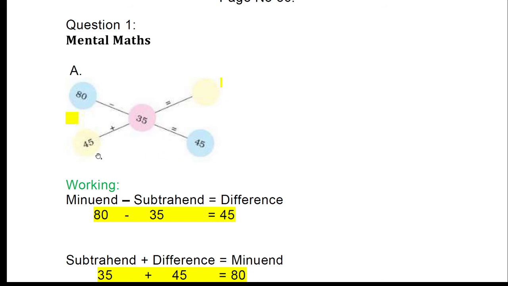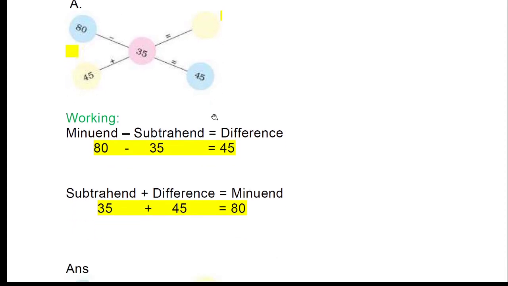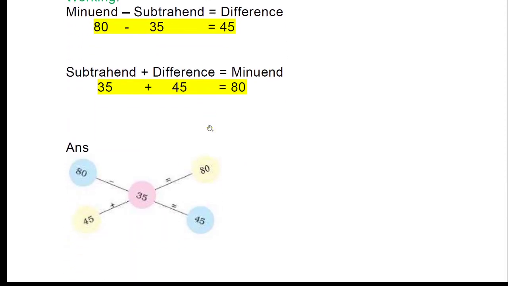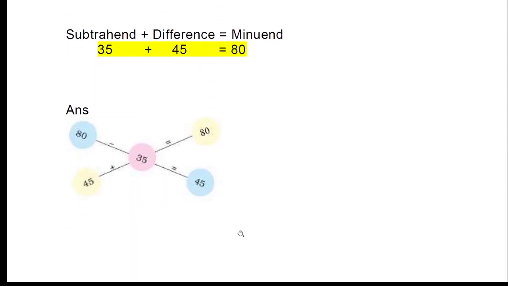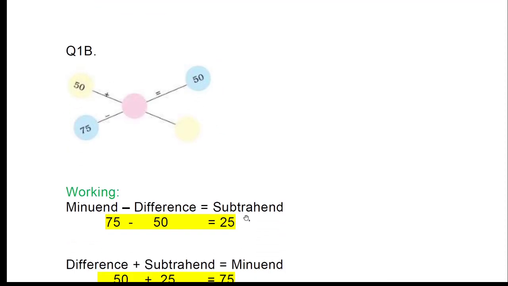Okay, so here the question is very simple. So after adding 45 and 35 you will get 80. So this is your answer in a very simple way. You have to do it. Next question. 50 plus dash equals dash, then 75 minus dash equals dash.